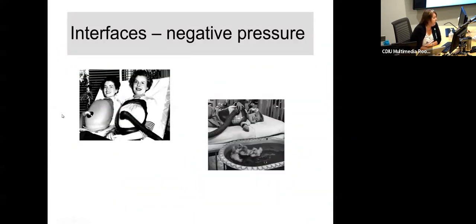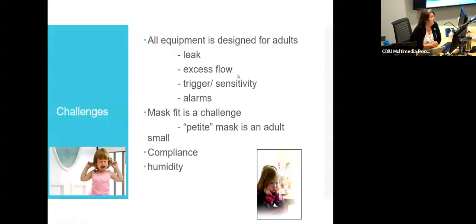Okay, so negative pressure devices, I've talked a little bit about this. Here's one for children. Okay, these are quite old. These are from the 50s, this is from the 60s. The manufacture of these doesn't exist anymore, but you might be able to find something that would be similar. Like I said, all equipment is designed for adults. There is no pediatric specific non-invasive machines out there, so you need to adapt what you've got.